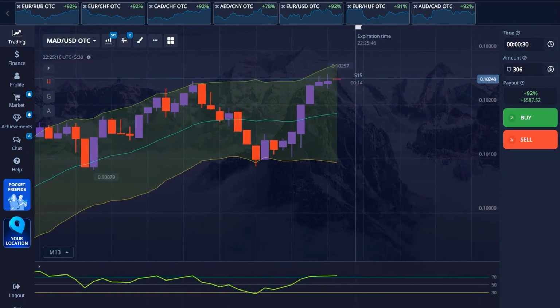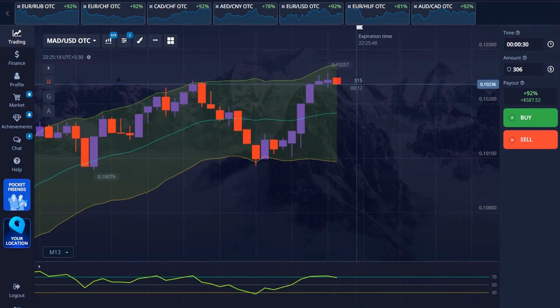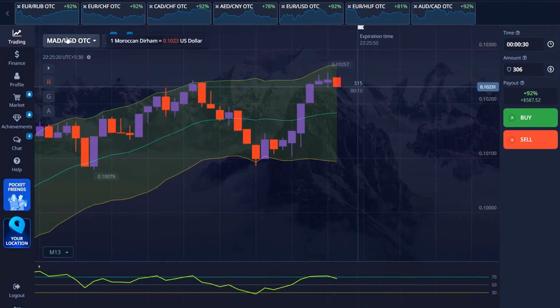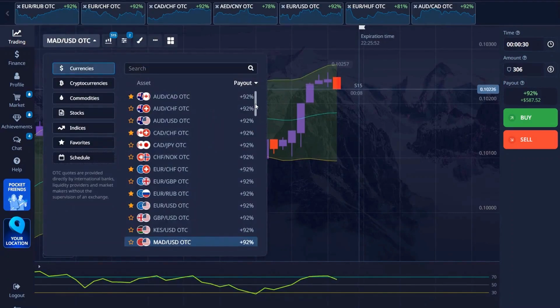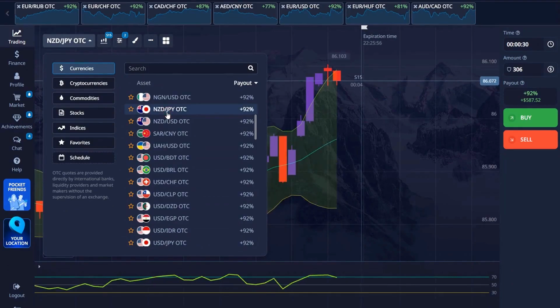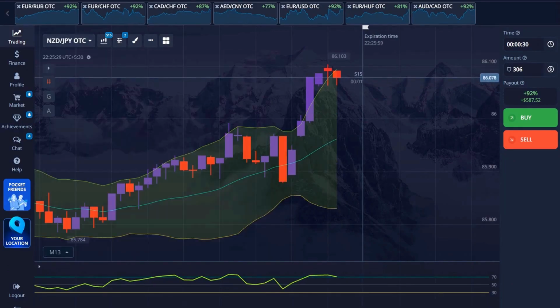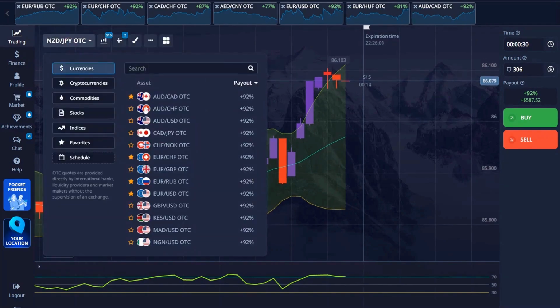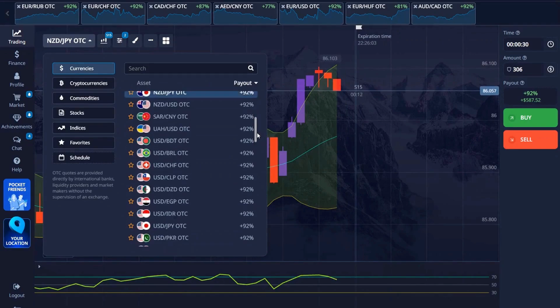You only need two simple indicators, Bollinger Bands and the Relative Strength Index, RSI, and this method works on other binary trading platforms too. Stay with me till the end of this video because I'll be sharing the exact indicator settings and the step-by-step entry rules that make this strategy so effective.